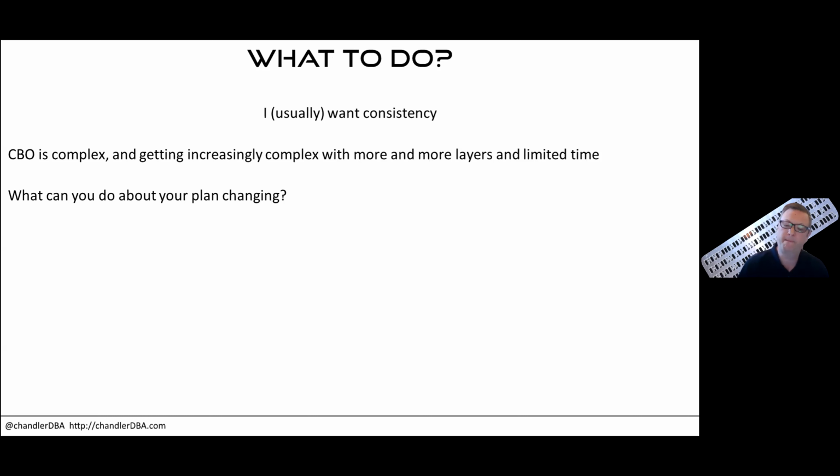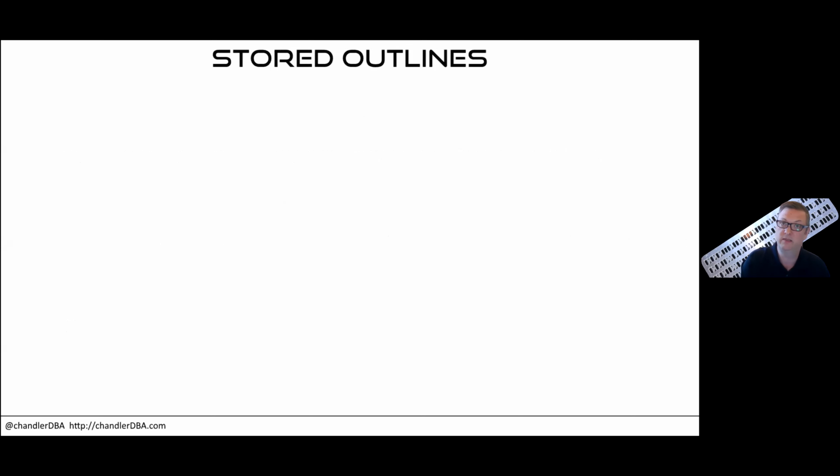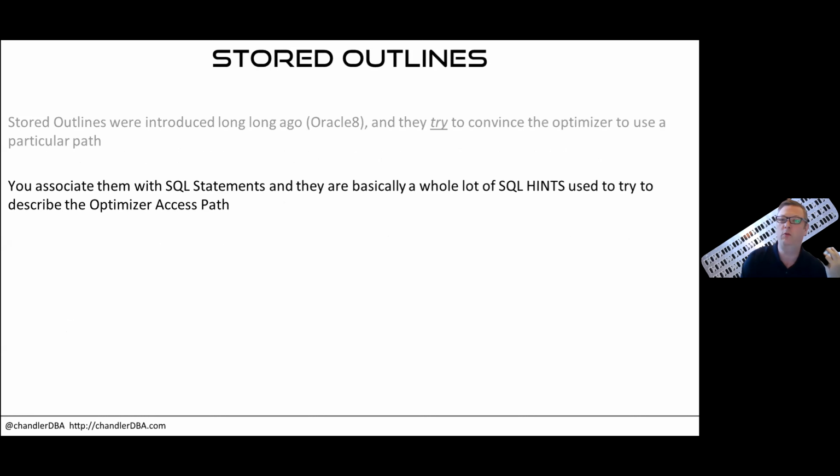So what do we want to do about it? Well, the CBO is complex. It's getting even more complex, and more layers are added onto it all of the time. So what do we do about our plans changing? Well, Oracle have got 4 mechanisms to kind of cope with this. Stored outlines, SQL patches, SQL profiles, and SQL baselines. And stored outlines were the first attempt really to control this.